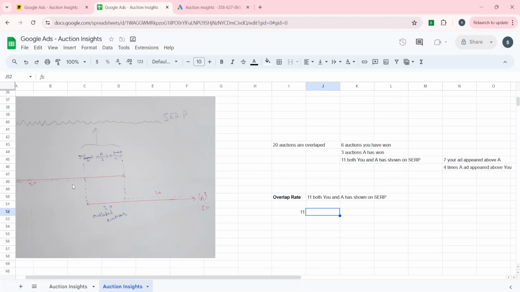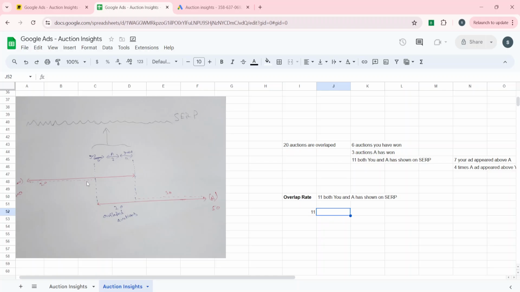So the number is 20 here, 20. Okay, these are the 20 auctions where there is no competition and we have shown our ad directly. Okay, and 6 are the auctions that we have won, and these are the 11 where we have shown ads at the same time. Okay, here in the competition we have lost 3 times, right? So the total number will be 37. So 37 times we have shown the ad. So what is the percentage here? It is 11 divided by 37, so it should be in percentage. That means 29%. So 29% of the times you, that is advertiser you, and advertiser A have shown ads at the same time, of the total auctions that have happened with respect to you.